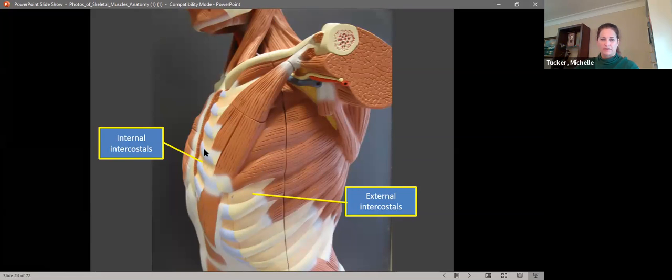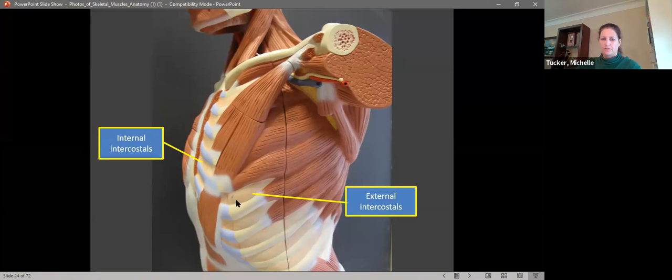This model is also showing how the external intercostals are shown between the rib bones, and the internal intercostals are in between the blue cartilage on the model. If you were in lab and you ran your finger along, it would fall into this little depression here. You could tell that this is external and this is internal. There's a little bit of a ledge.